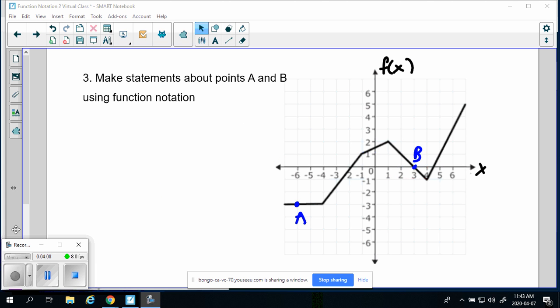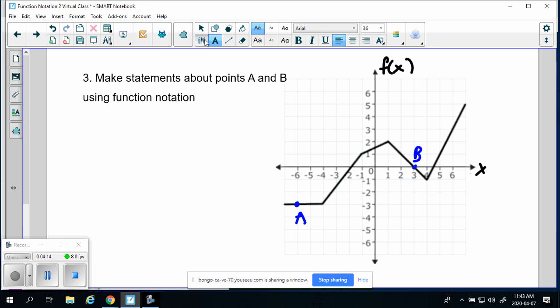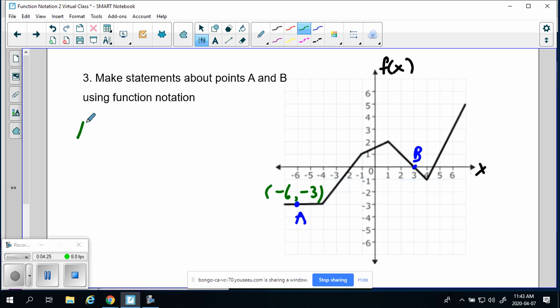So making statements about points A and B in function notation, what are they really getting at here? If you see this in the book, what they're just asking for is for you to write these points. So there's a point here at negative 6 and negative 3. So for A, you really just want to write that f of negative 6 is negative 3. They want to see that you understand that the x value goes here and the y value goes there.